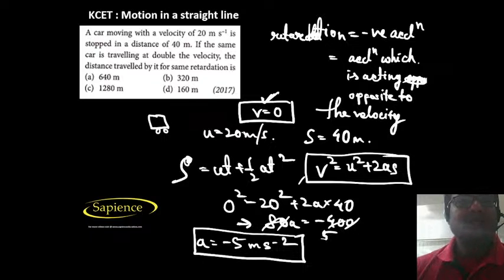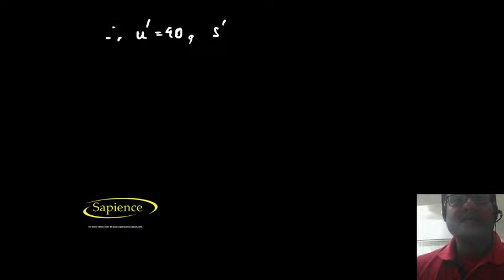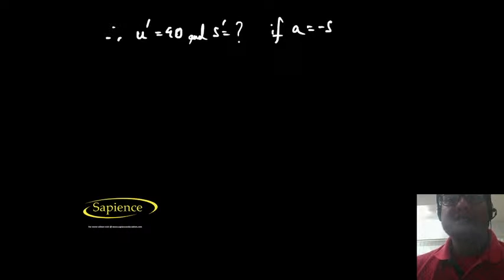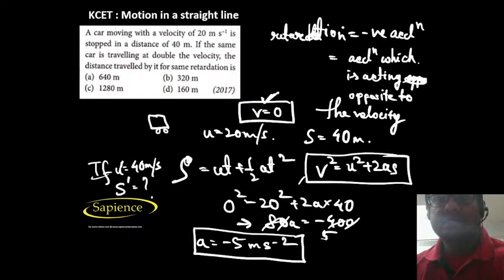So if the same car is traveling at double the velocity, it is told that u is 40 meter per second. Then what should be the distance traveled by it under the same retardation, s dash, that we have to find. So u dash equals 40, and s dash we have to find. If acceleration is minus 5 meter per second square, the retardation remains the same, then what will be the distance after which the car will stop?